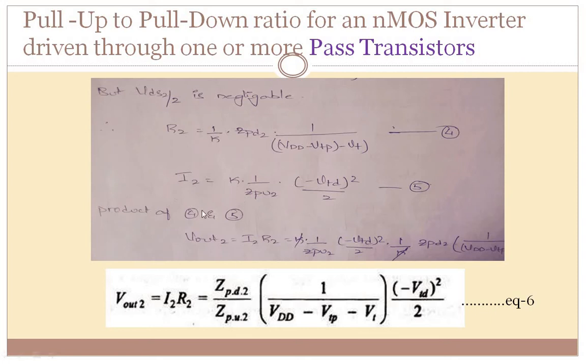Now again you have to do the product, as you have to get the output of inverter 2. What will you get as the output? V out 2 is equal to I into R. What is I2 into R2? You substitute the values, do the product, and cancel the K values, and you will get ZPD divided by ZPU2 of 1 by (VDD minus VTP minus VT) of (minus VTD) whole square divided by 2. This is equation 6. I think this part got cut. This is nothing but (VDD minus VTP minus VT), this one here, into (minus VTD) whole square divided by 2.